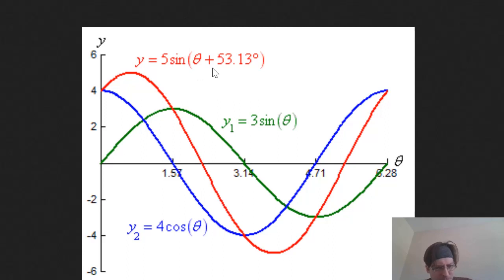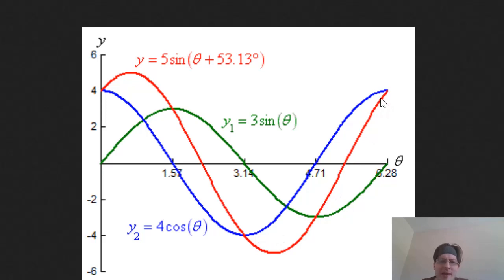Here's another example. Now we're adding a blue and a green onto each other. In this case, the blue one is 4 cos theta. The green one is 3 sine of theta. Now again, sine of theta is cosine of theta minus 90 degrees. So we add them up and the result is the one in red.